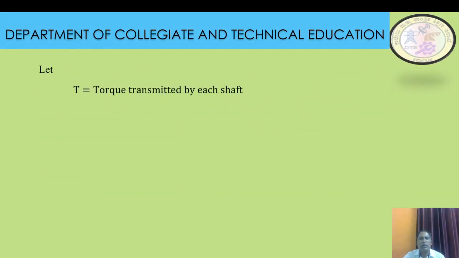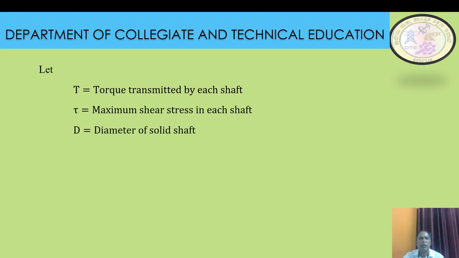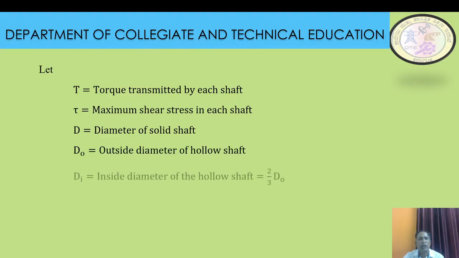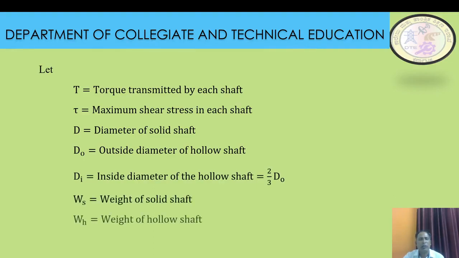Let T be the torque transmitted by each shaft and tau the maximum shear stress in each shaft. D is the diameter of the solid shaft, DO is the outside diameter of the hollow shaft, and DI is the inside diameter of the hollow shaft, equal to 2/3 times DO. WS is the weight of the solid shaft, WH is the weight of the hollow shaft, and small w is the weight density of the material of each shaft.